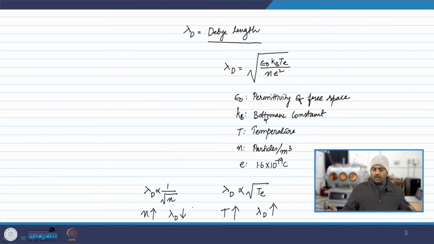So, here the only parameters which will carry information about a particular plasma are these. One is temperature, another is the number of charged particles per unit volume.